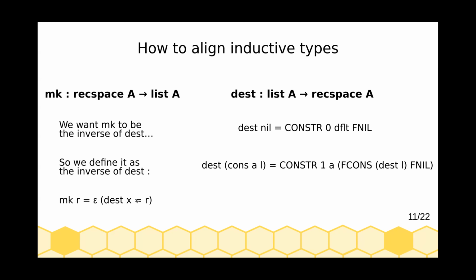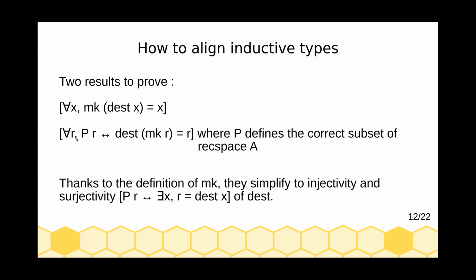The useful part of this is that since mk is defined with relation to dest, it means that our constellation lemmas, we will be able to replace them with lemmas only talking about test. And so that's two theorems that I proved. In particular, this means that this first lemma is equivalent to proving injectivity of test. This second lemma is similar to proving surjectivity of test, specifically that it's surjective if and only if we satisfy the predicate P.